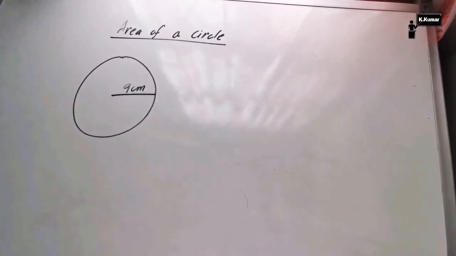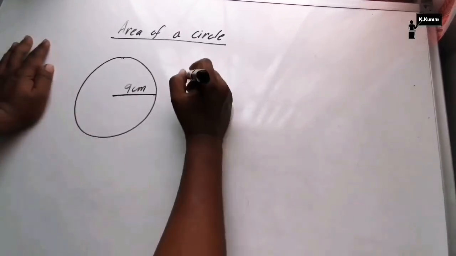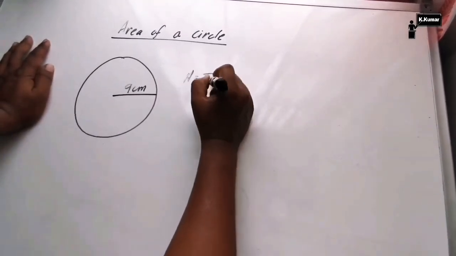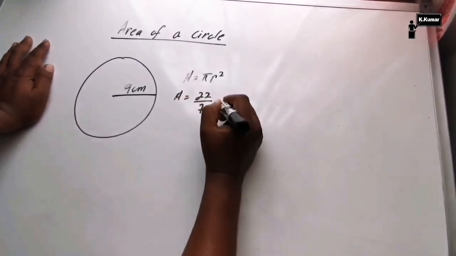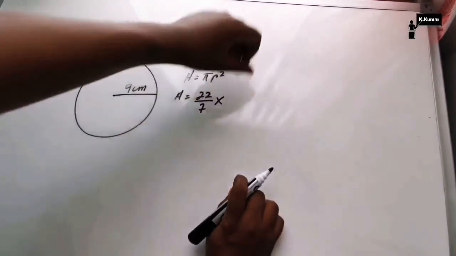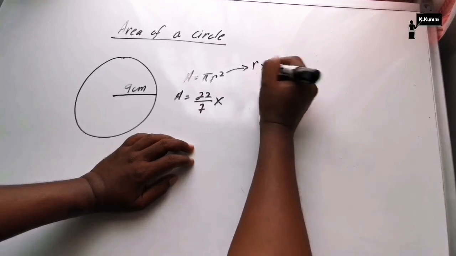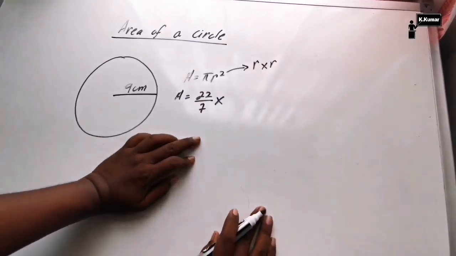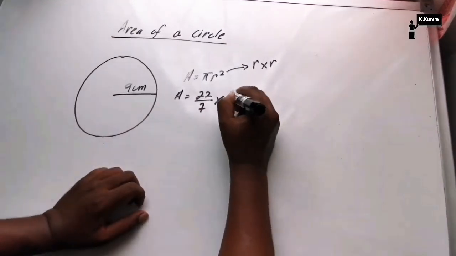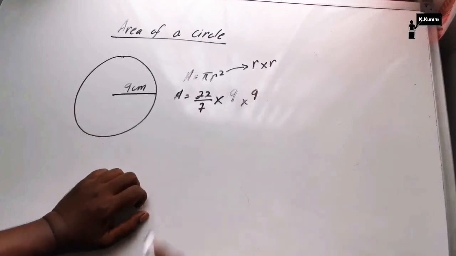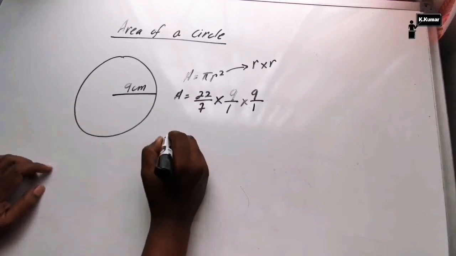So let's look at an example. You have a circle here, and they gave you the radius as 9 cm. So the formula is A equals pi r squared. A equals 22 over 7, which is pi, multiplied by the radius squared. Now r squared means r multiplied by r, so the radius multiplied by the radius. We know that the radius is 9, so we multiply it 2 times. Then we make these into fractions by putting them over 1.